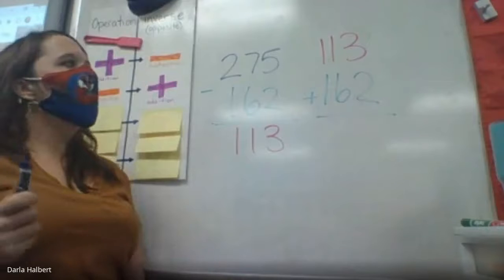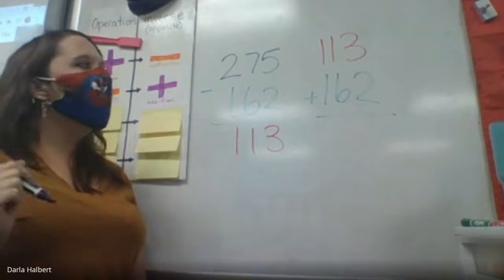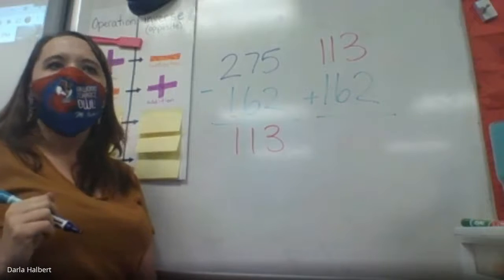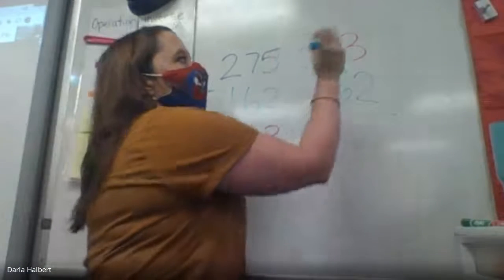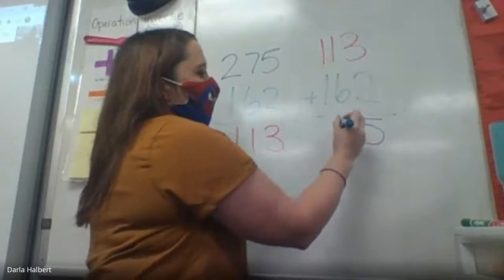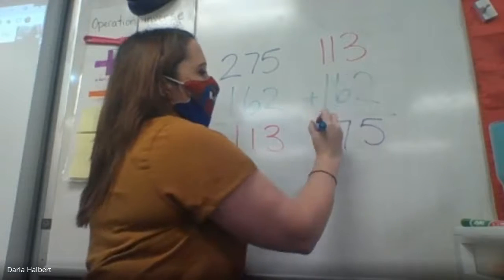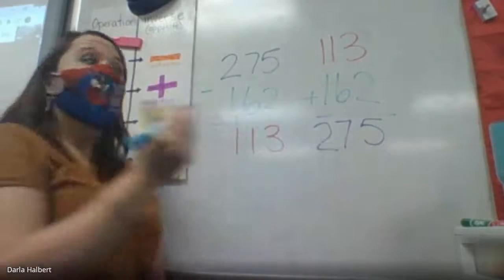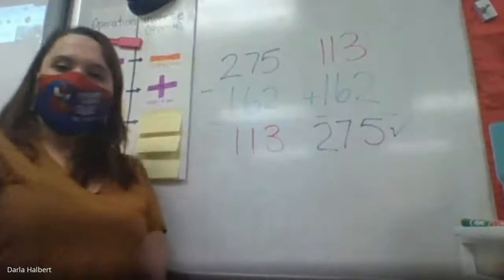Okay, so you have written down 113 plus 162. Check. Okay, let's add them together. 3 plus 2 is 5, 1 plus 6 is 7, 1 plus 1 is 2. Did we get what we started with? And we know we did it correctly.